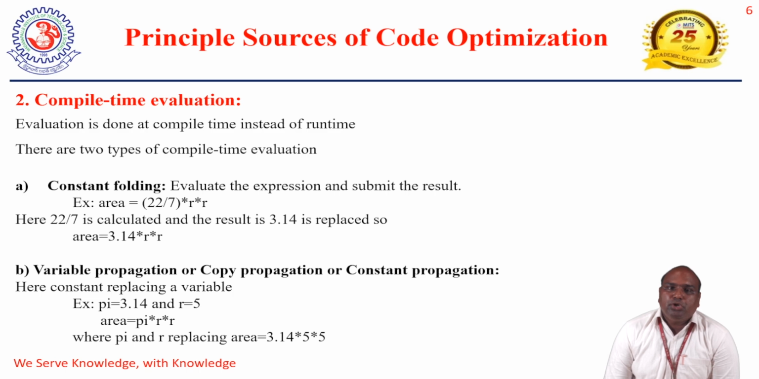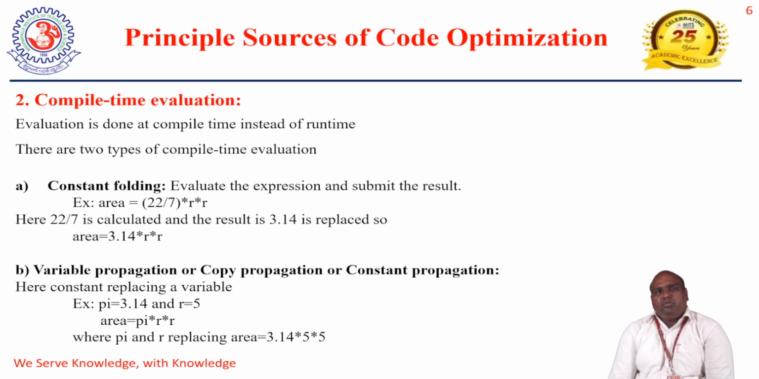Why? Because 22/7 includes the division operator and also two constants, 22 and 7. Instead of that, the compiler will take less time to execute 3.14, because it is a single constant. That is one of the compile time code optimization techniques. We substitute the constant value instead of the expression. That is one type of compile time evaluation.